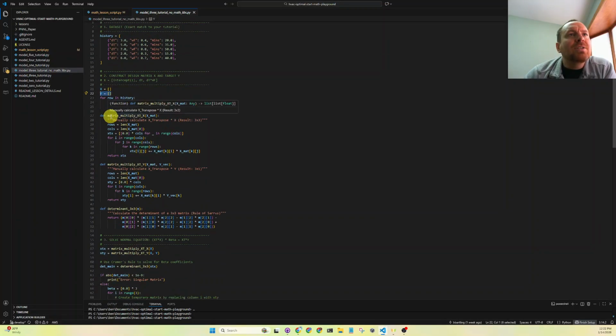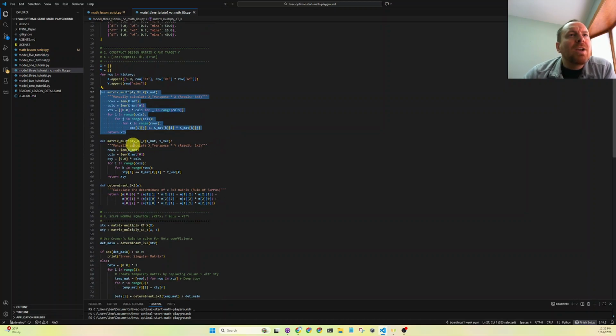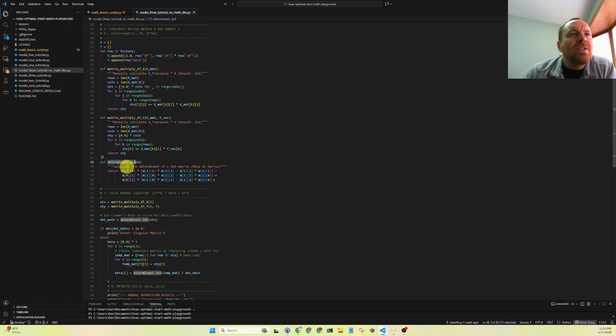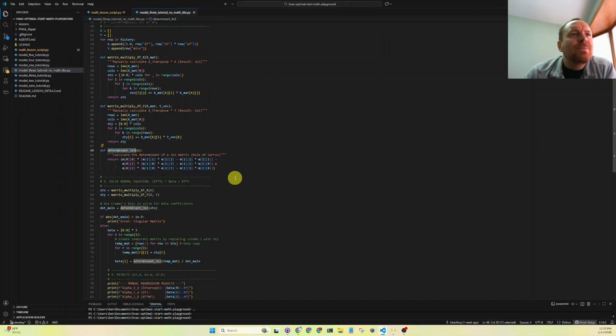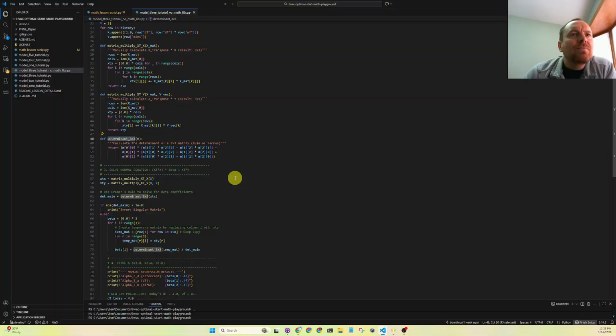Here is our matrix multiplication. Manually calculate X transpose times X. That results in a 3 by 3 matrix. This is our manually calculated X transpose Y, 3 by 1. Here's our determinant. Calculate the determinant of a 3 by 3 matrix, using the Rule of Sarrus. Then solve the normal equation.